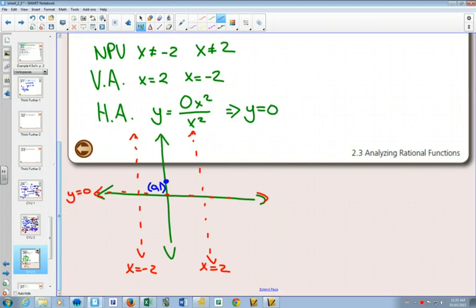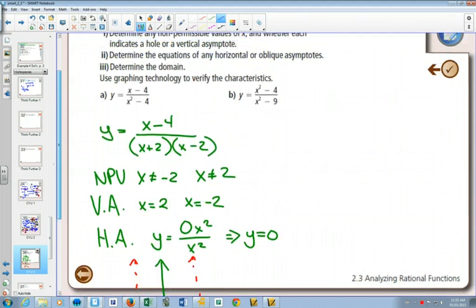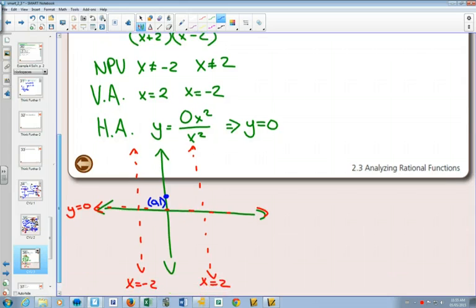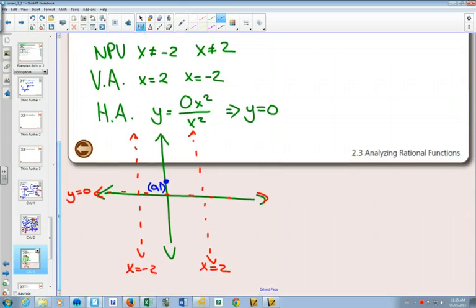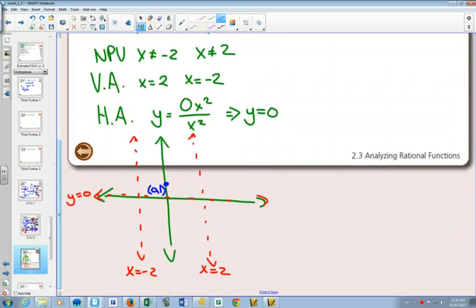And for our x-intercepts, we want to plug in 0 for y. Again, y is only going to be 0 when the numerator of a fraction is 0. So our only x-intercept is at x equals 4. So again, we have a function where we have a point on our horizontal asymptote.